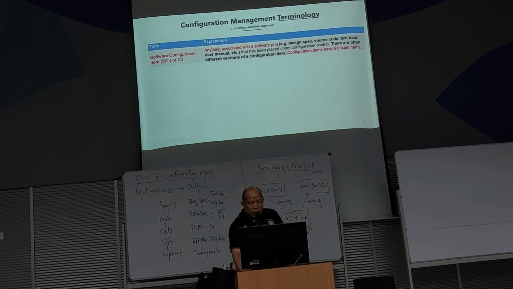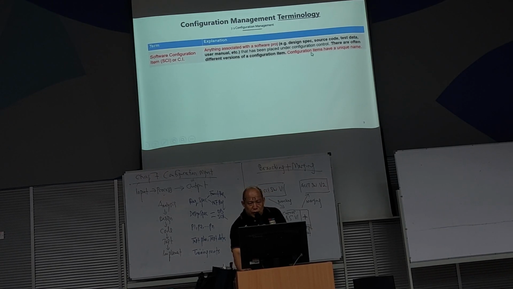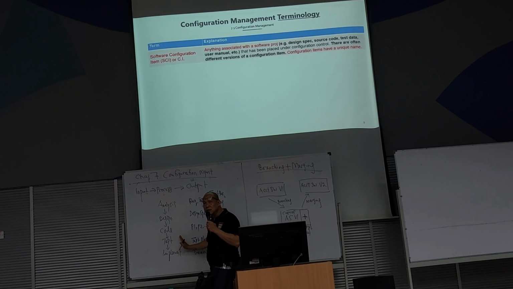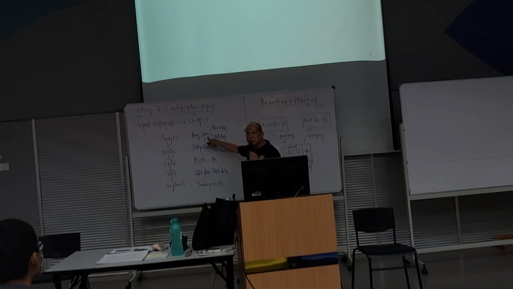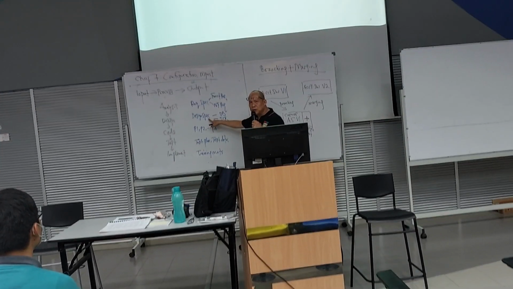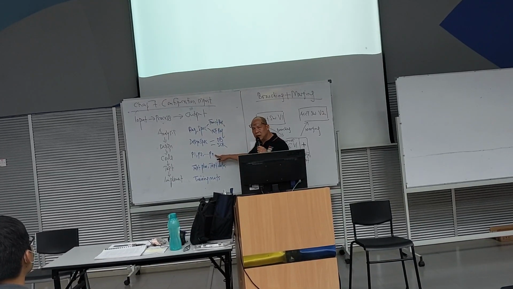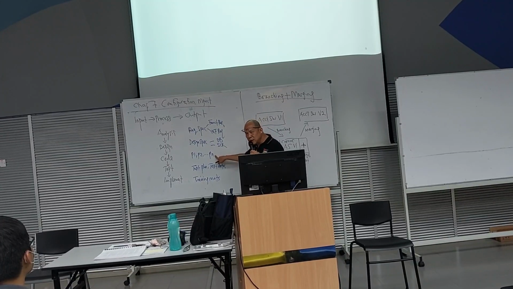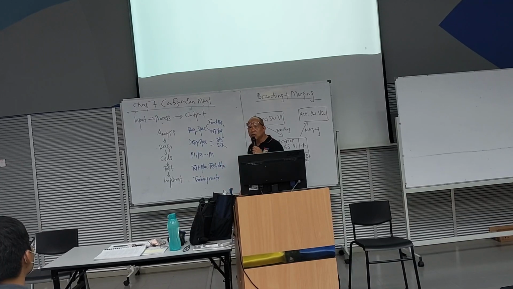There are often different versions of a configuration item, and a configuration item has a unique name. These are the configuration items. Requirement spec is a configuration item. Design spec is a configuration item. Program 1, program 2, program N are configuration items. Test plan, test data, training materials, all these are configuration items.